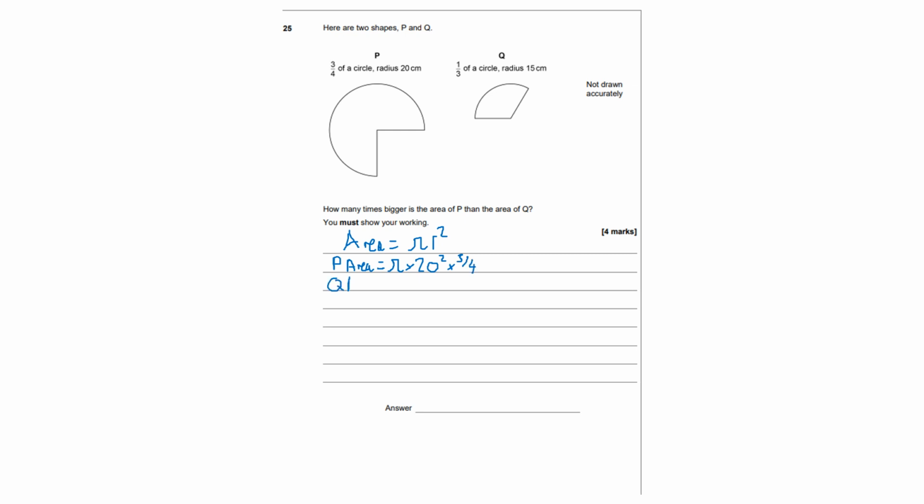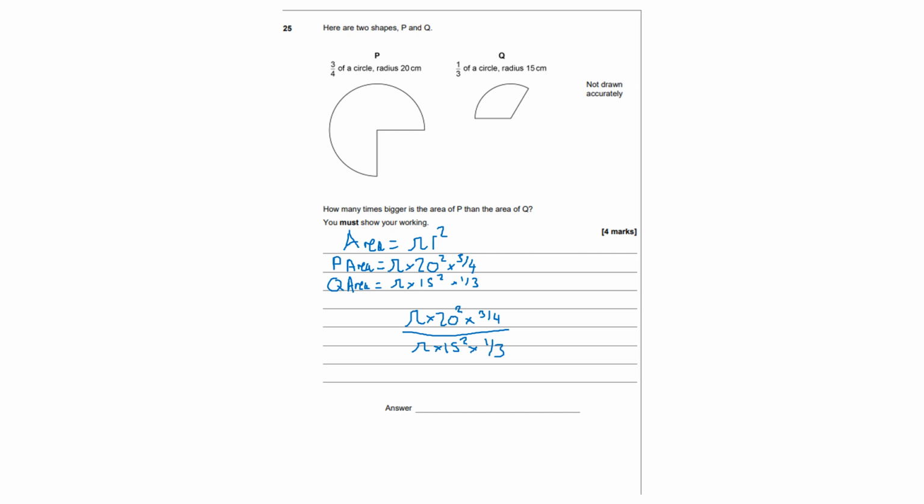Q area equals pi times 15 squared times 1/3. So if we divide these two, because that'll tell you how many times bigger one is than the other, we've got pi times 20 squared times 3/4 divided by pi times 15 squared times 1/3.